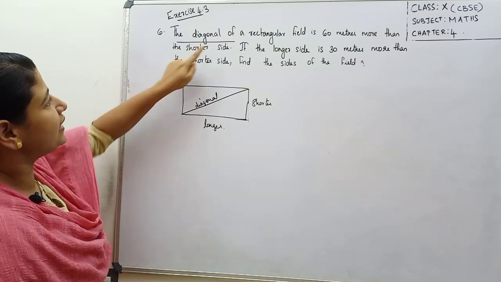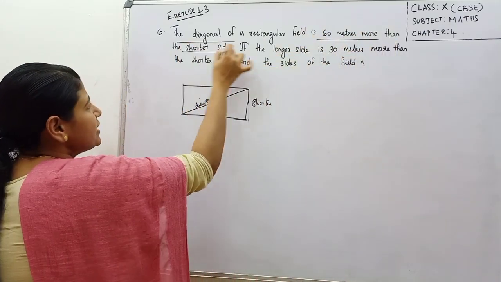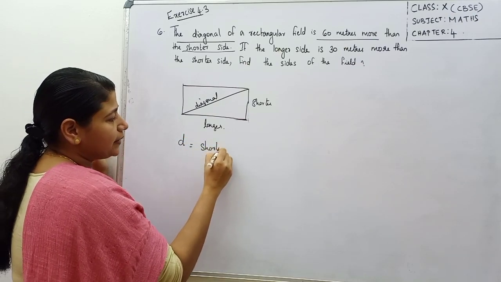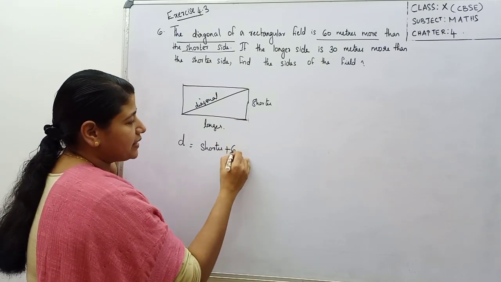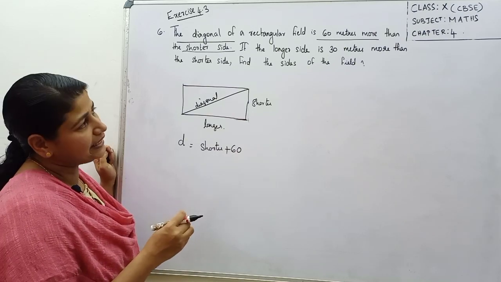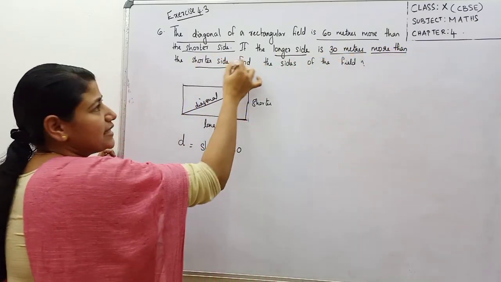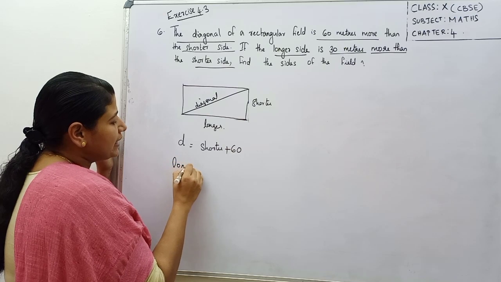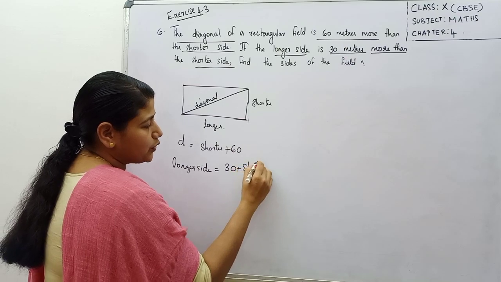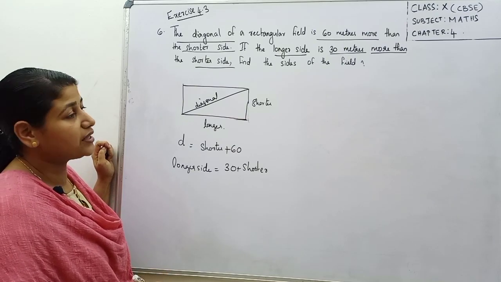So the condition is that the diagonal of a rectangular field is 60 meters more than the shorter side. So we can write diagonal is equal to shorter side plus 60. And the next condition, the longer side is 30 meters more than the shorter side, so we can write longer side as 30 plus shorter side. So we got two conditions.